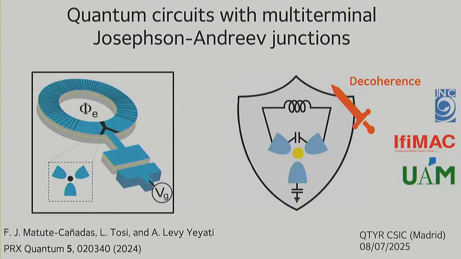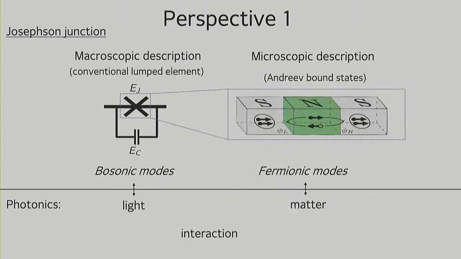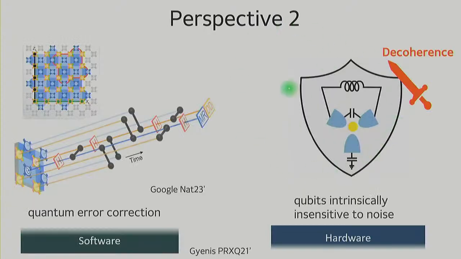And I will try to do it from two perspectives. First, the attempt to reconcile two descriptions of a Josephson junction: a macroscopic description in terms of the bosonic degrees of freedom of the circuit where the junction is embedded, and the microscopic description in terms of the fermionic states, the Andreev-bound states, that inhabit the junction itself. And the second perspective is their applicability for the design of protected qubits, protected against decoherence. This is a strategy alternative or complementary to quantum error correction, where you use several average or low quality qubits to create one good quality logical one.